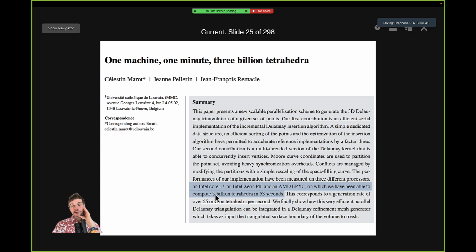So if you look here, you see that it was an Intel Core i7, Intel Xeon Phi with an AMD EPYC, and that was able to compute 3 billion tetrahedra in 53 seconds. So that means 55 million tetrahedra per second. And that's quite a lot, especially when people say that meshing is difficult and we should avoid it and it's not nice and it's a bad idea and so on.